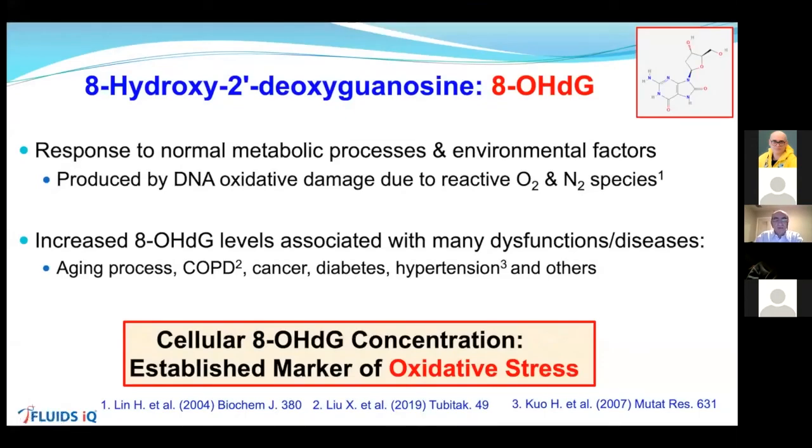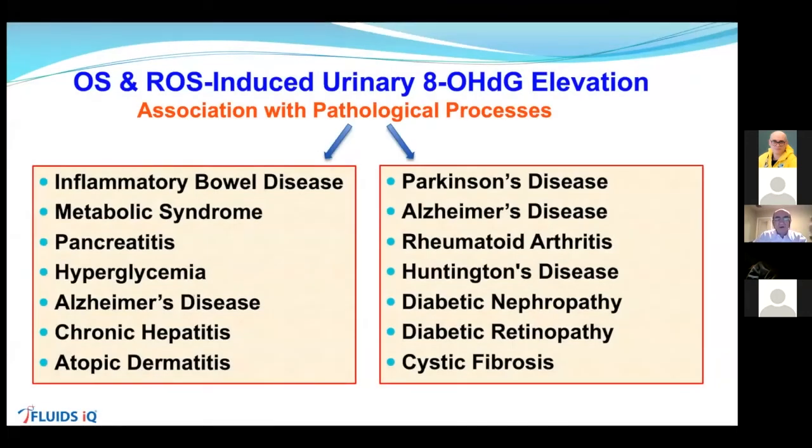And so we can say that cellular 8-OHdG concentration, for a whole number of reasons, is the established marker of oxidative stress. And we know that oxidative stress and reactive oxygen species induced urinary elevation of 8-OHdG is associated with a whole number of pathological processes. I'm not going to bore you with this. It's pretty obvious. You're looking at names that we all know very well, from inflammatory bowel disease and various types of metabolic syndromes, etc.